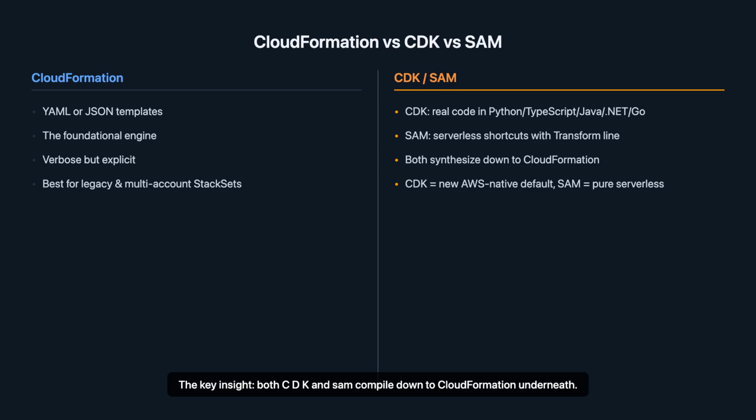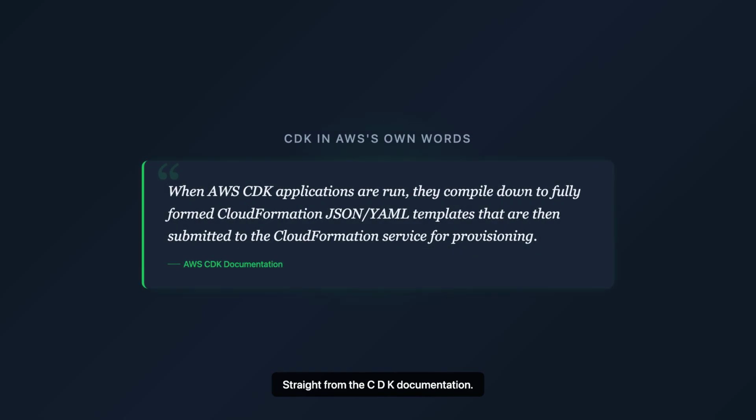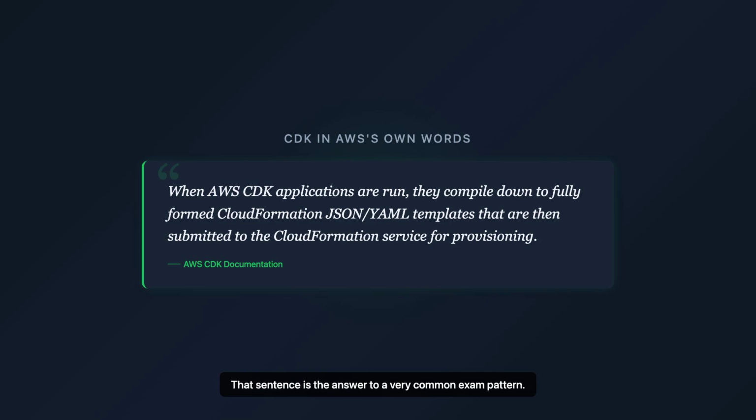The key insight: both CDK and SAM compile down to CloudFormation underneath. They're abstractions, not replacements. Same engine, different abstraction levels. Straight from the CDK documentation. When CDK applications run, they compile down to fully formed CloudFormation templates that are then submitted to CloudFormation for provisioning. That sentence is the answer to a very common exam pattern. If a question asks which service ultimately deploys the resources, even when the developer wrote the code in Python, the answer is CloudFormation. CDK is the front end.